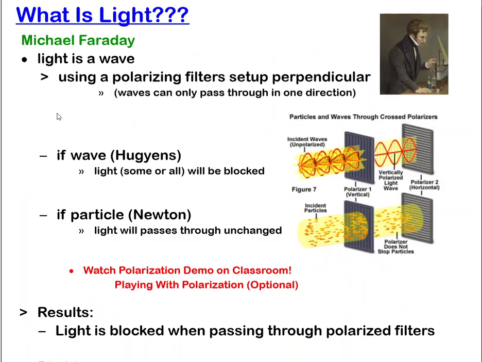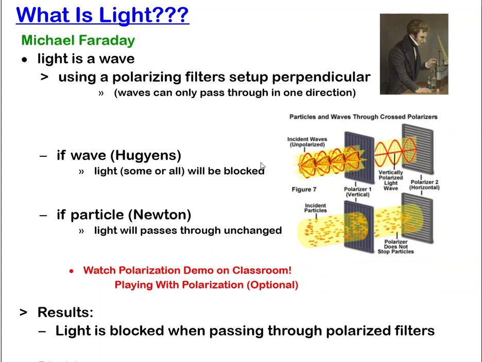Michael Faraday, possibly my favorite scientist of all time, also dove into this. Working from the idea that light is a wave, he set up these polarizing filters. Polarizing filters are basically light filters with lines. This is how polarized sunglasses work, right? They have lines. You can't see them, they're super fine. You line them straight, and they can be all aligned straight up and down. If I turn the filter 90 degrees, then they're all aligned left and right.